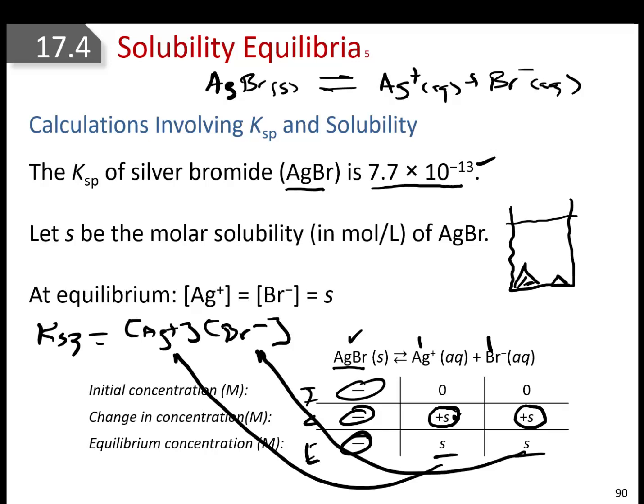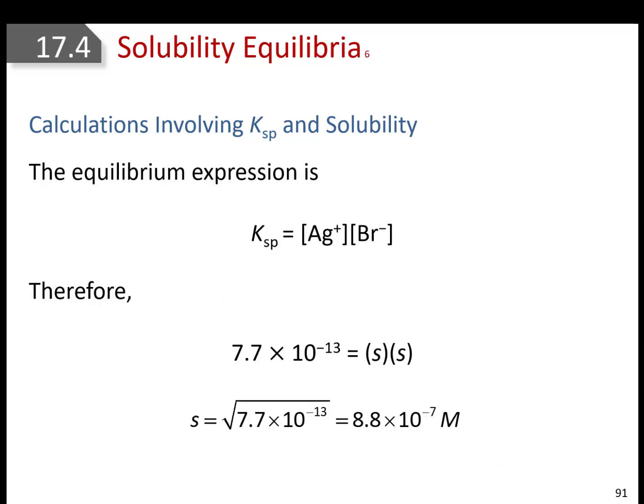We're going to plug in the solubility product, which is given in a table, and we're going to solve for S. So let's do that. What you're going to have is S squared equals Ksp, and you're going to take the square root of both sides. This is a simple problem. All right, easy to do.